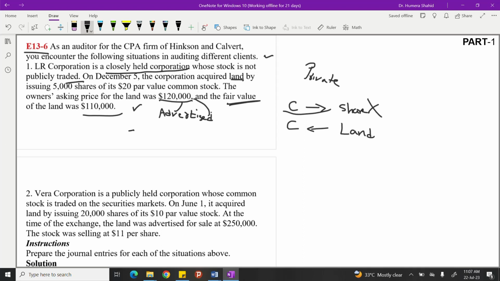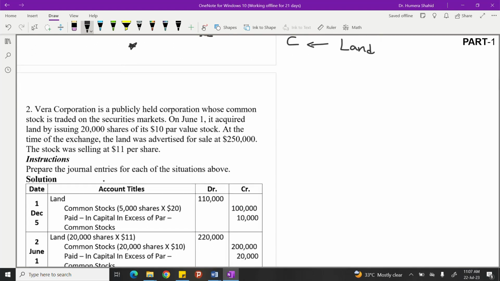So since we discussed situation number one, let's journalize it. We will debit the land with 110,000, which is the fair value of the land, and common stock gets credit: 5,000 shares, par value is 20, that is 100,000, and the remaining is excess. So paid in capital in excess of par, common stock.